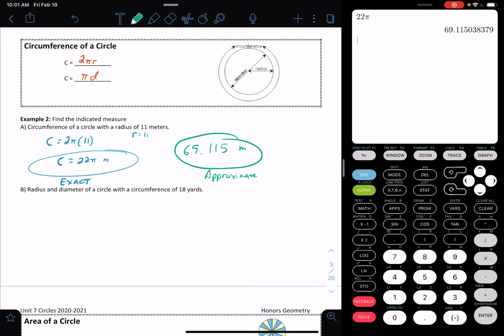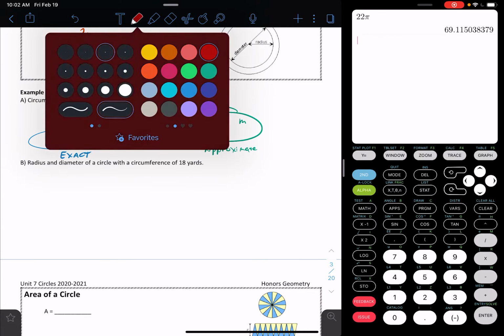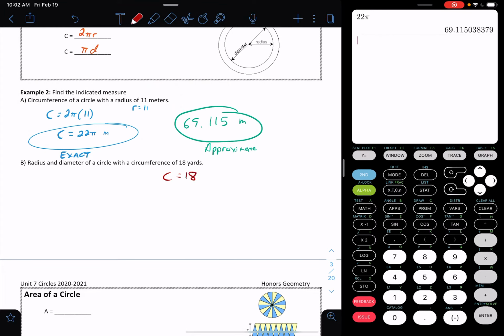All right, so make sure you're paying attention to whether your question is asking for an exact answer or an approximate answer. Next up, problem B says find the radius and diameter of a circle with a circumference of 18. So in this one, I'm telling you that the circumference is 18. So we need to work backwards to find the radius and the diameter.